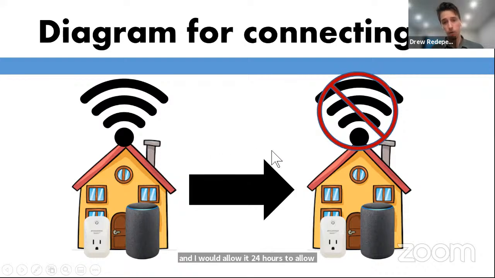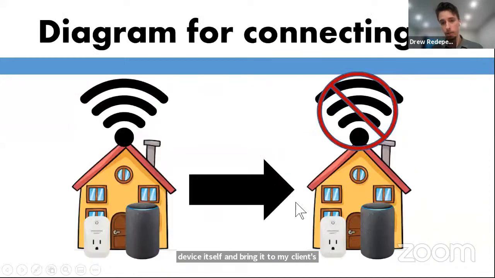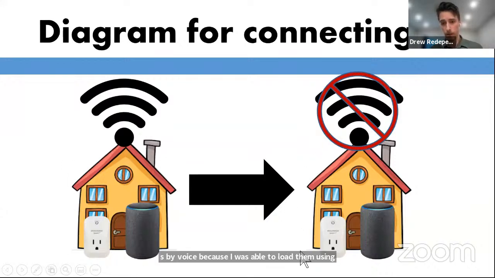And then I can bring it over to my client's house, plug the whole system in, and then they'd be able to control all those devices by voice because I was able to load them using local voice control at my apartment. And this allows someone without Wi-Fi to get the benefits of Alexa using local voice control in ZigBee.